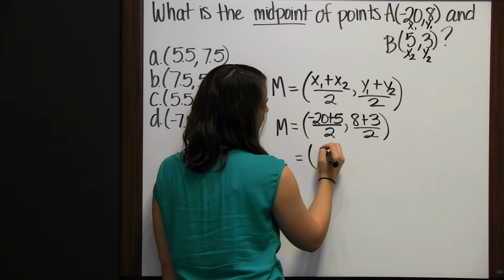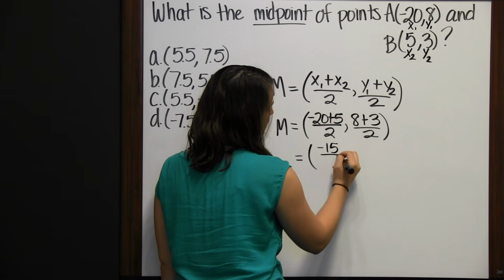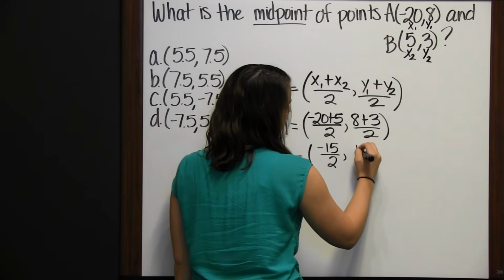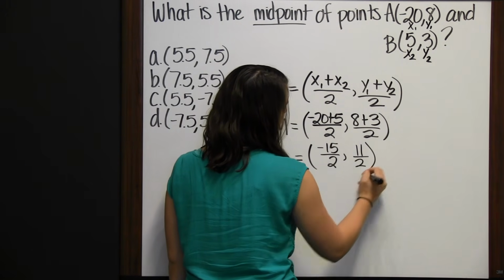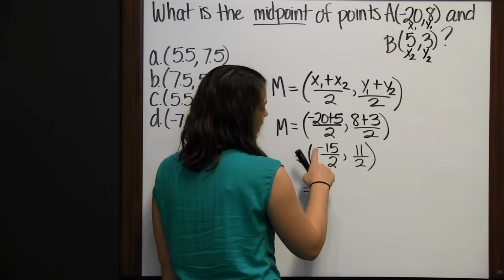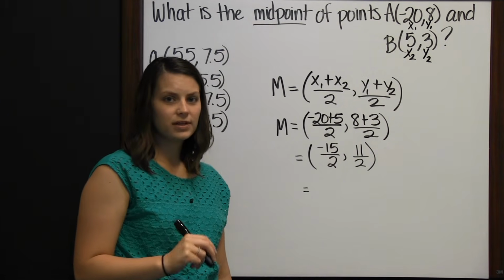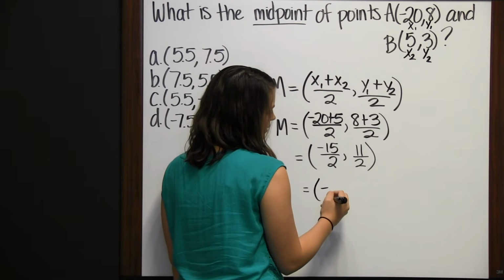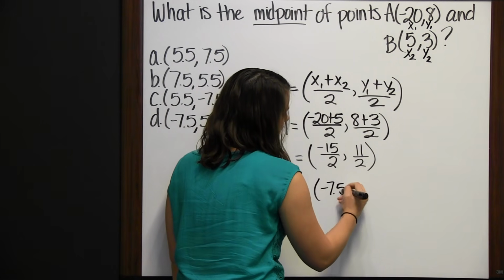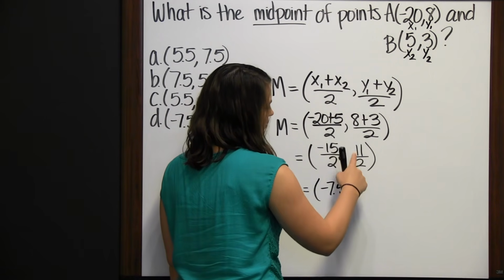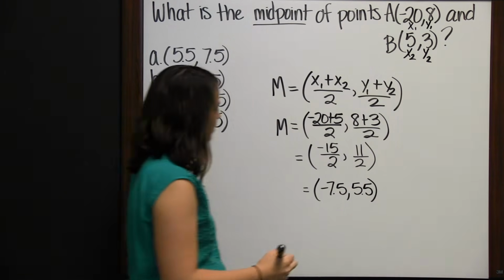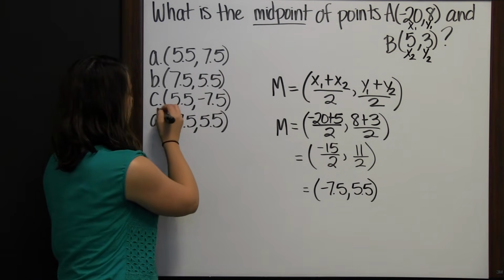Negative 20 plus 5 is negative 15 divided by 2, and 8 plus 3 is 11 divided by 2. Negative 15 divided by 2, that's a negative divided by a positive, that's a negative, and it's negative 7.5. Then 11 divided by 2 is positive 5.5. So that is answer choice D.